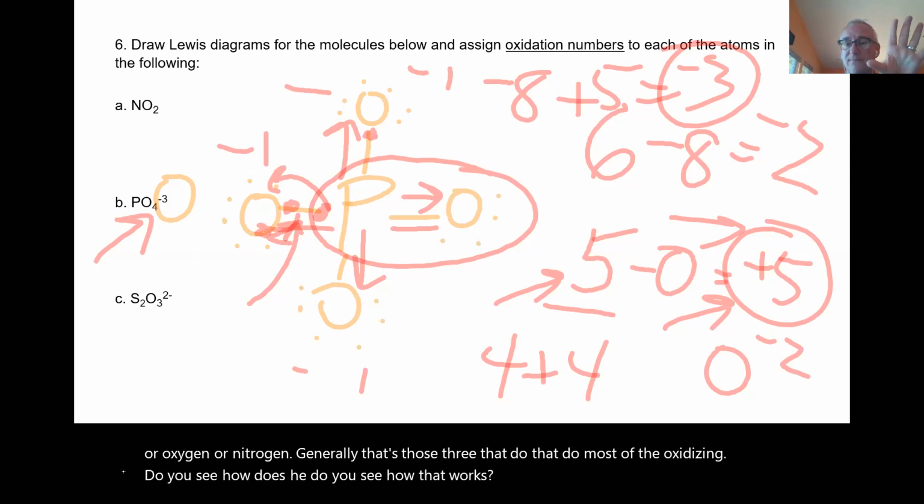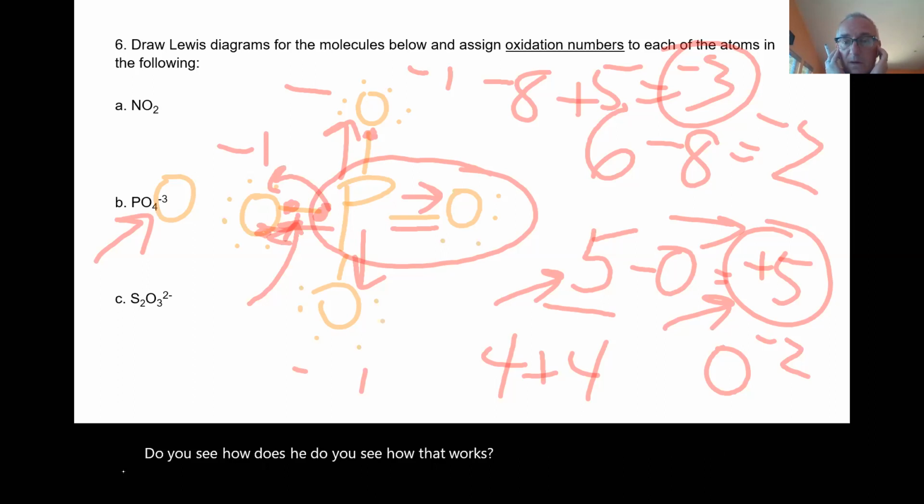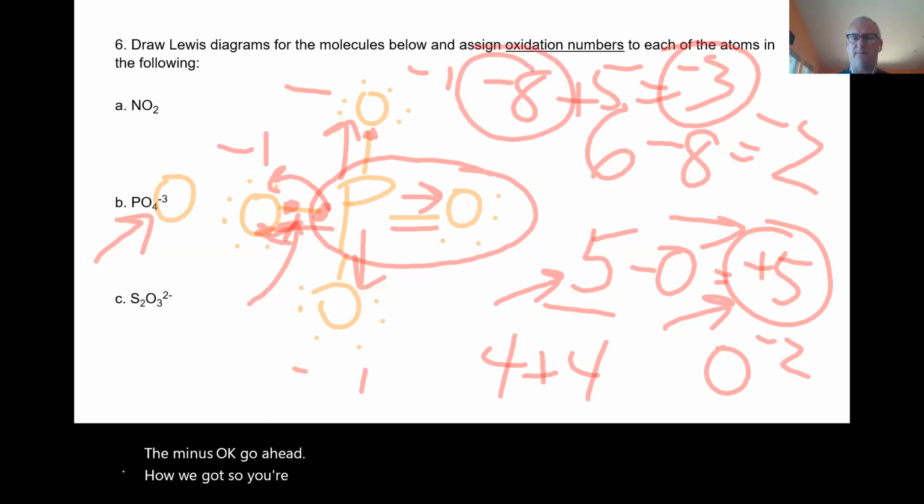Wait, Professor, how did you get the -8 again? Can you explain again? I understand the second part of how you got 4, but I don't know the first. So you're asking where the -8 comes from?